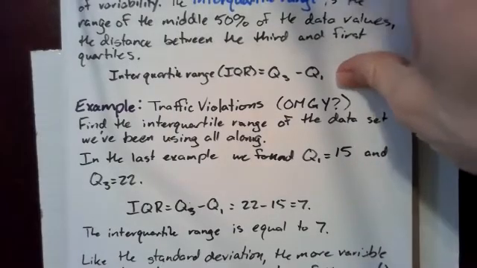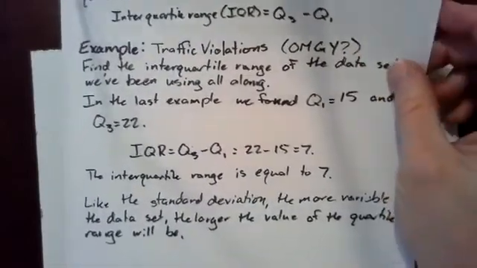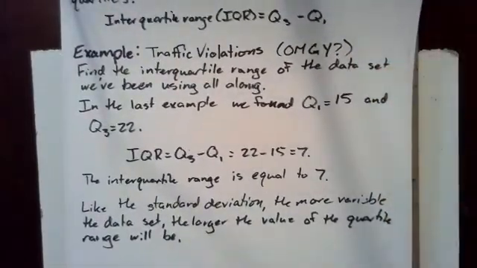As an example, we again deal with traffic violations. We find the interquartile range of the data set we've been using all along. In the last example, we found that Q1 was 15 and Q3 was 22. So the interquartile range is Q3 minus Q1, which is 22 minus 15, which is 7. The interquartile range is equal to 7. Like the standard deviation, the more variable the data set, the larger the value of the interquartile range will be.